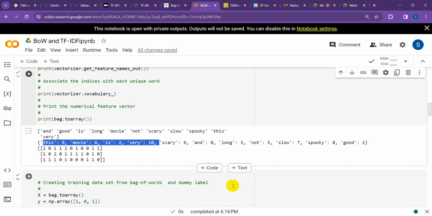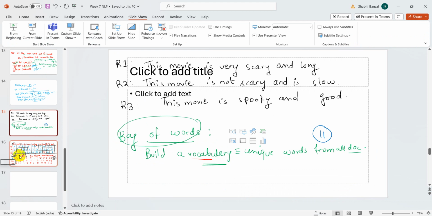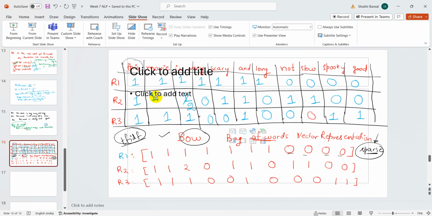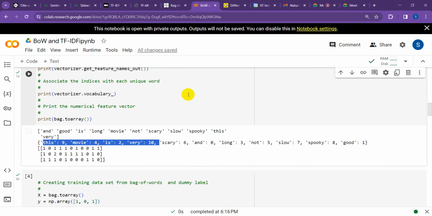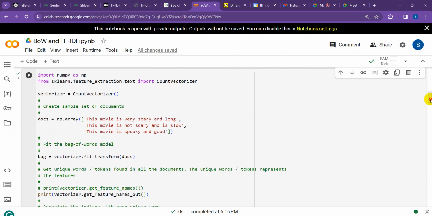Okay, good. So it is 1020. Let us check for the second review. So I think maybe the way it is assigning indices to it, the order is a bit different. But I hope you did understand the concept of how we can apply this count vectorizer and get the bag of the words representation.